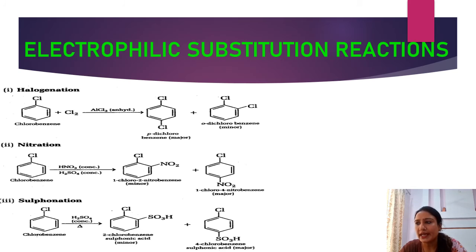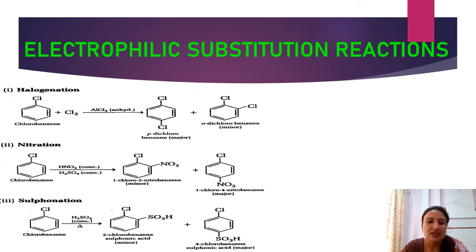The ortho-para directing influence of the halogen atom can be easily understood if we consider the resonating structures of halobenzenes. In their resonating structures, we see that the electron-rich positions are only the ortho and para positions. So, in electrophilic substitution, the substitution takes place at the ortho and para positions.